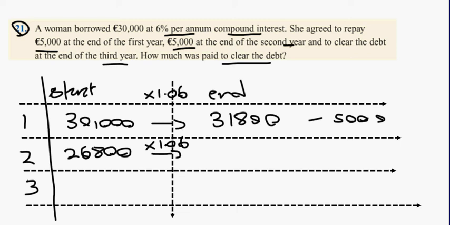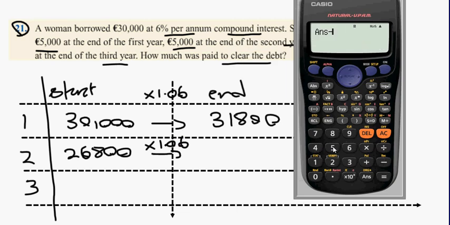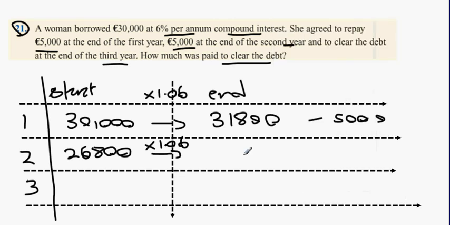Once again, this 26,800 goes up another 6%, so you multiply by 1.06. So take away your 5,000, now multiply this by 1.06, because you're going up 6%. Now what we get here is 28,408. So 28,408.